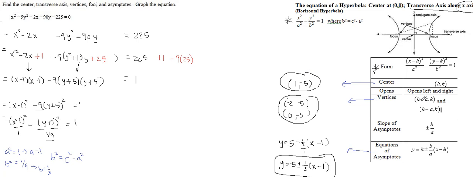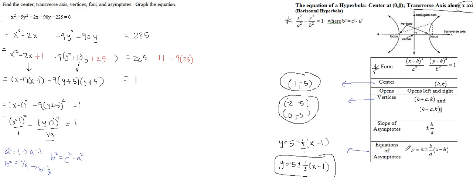Looks like my vertices, well, it's going to open left and right, so it's going to look kind of similar to this. My vertices are h plus a, comma k. So I took my h, which was 1, and I added an a. Since I found out a was also 1, I got 2, negative 5, and then subtracting it for this one would be 0, negative 5.